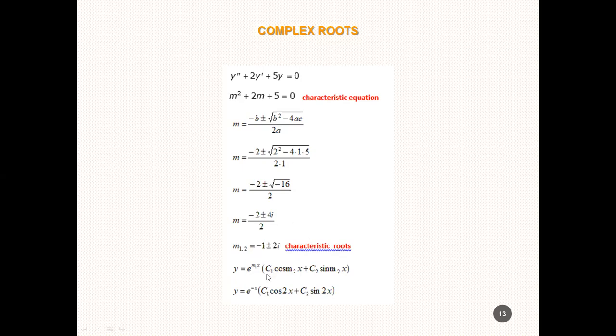Okay, complex siya. So the real part is represented by the exponential function. The imaginary part is represented by the pair of the cosine and the sine function. So they are multiplied. Okay, it's not added, but it's multiplied. Any questions?